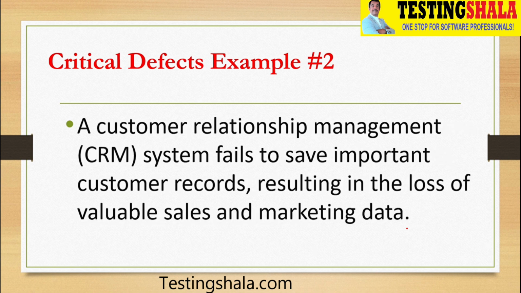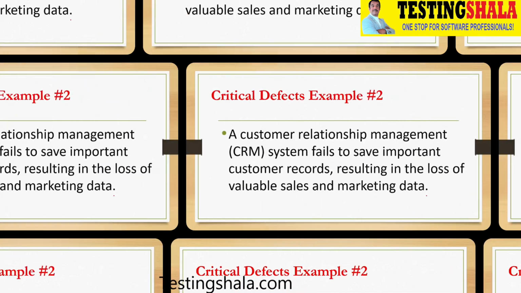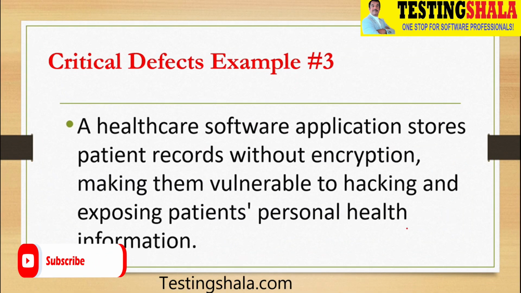The second example is a customer relationship management system. If it fails to save important customer records after we enter them into the application, and that means it is losing valuable data of the customer, valuable data of sales or marketing, then definitely we have to categorize those defects under critical defects. And the next example is a healthcare software application that stores a patient's records without encryption.